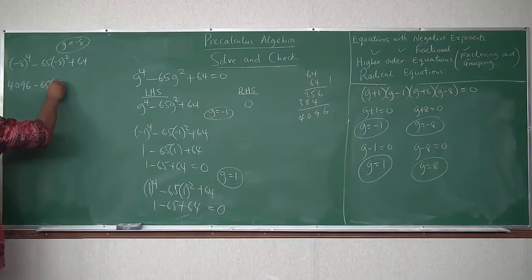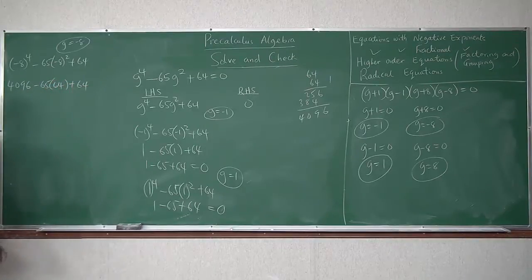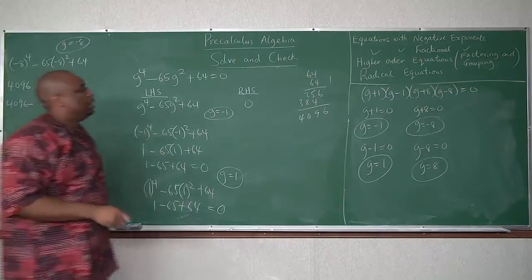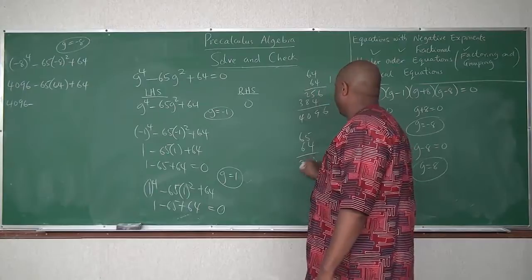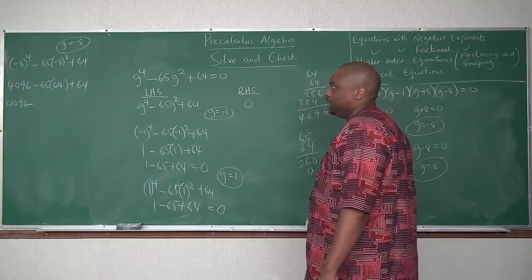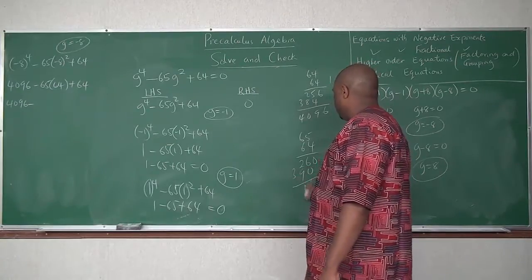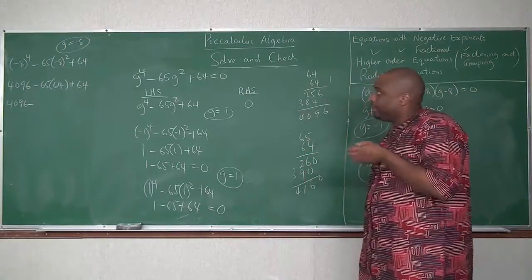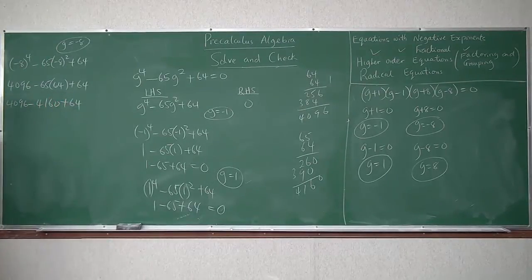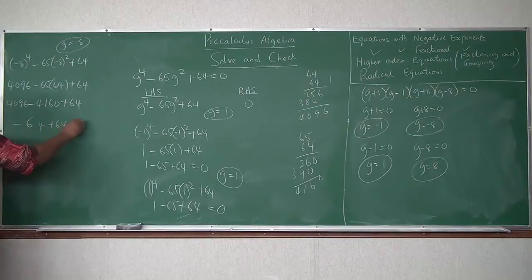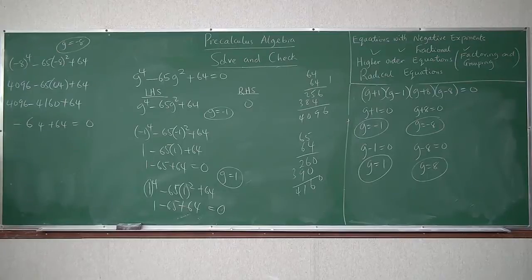4096 minus 65 times 64, which is 4160. So 4096 minus 4160 plus 64. Now this will give you negative 64 plus 64, and that is 0. It worked.